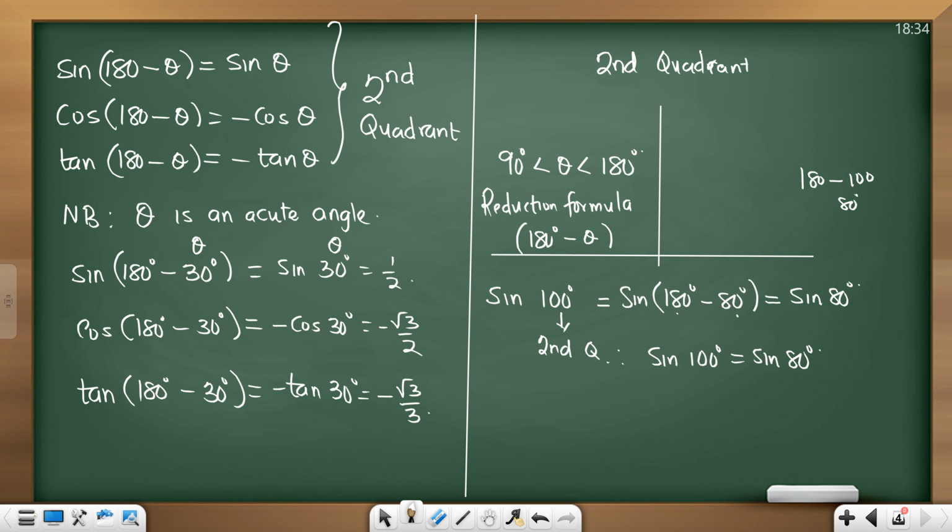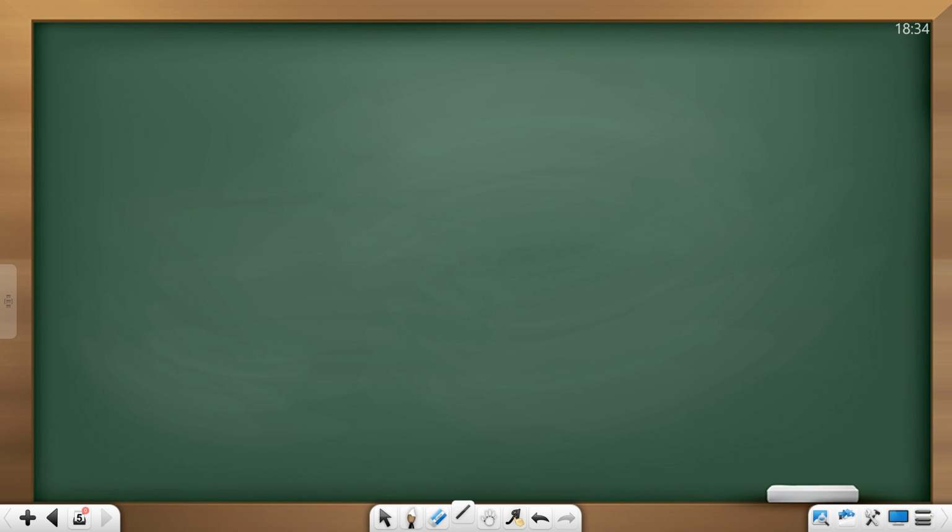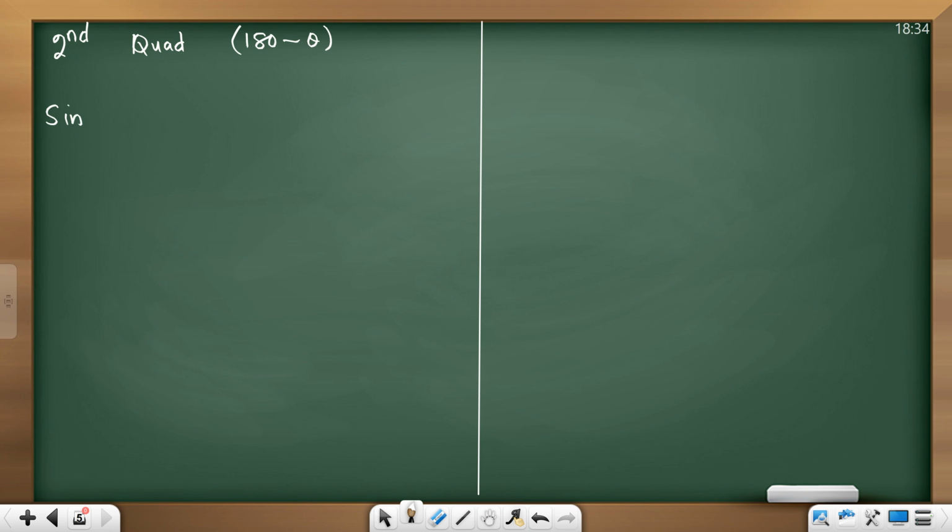All right, everybody, let's do a few questions. Look at this. I'm working in the second quadrant, so don't forget, second quadrant. It is 180 minus what? Theta. So let's start with this one. If I give you sine 160, that angle is bigger than 90. But I remember it's in the second quadrant and sine is positive. So it is sine. What value will I subtract from 180 to get 160?